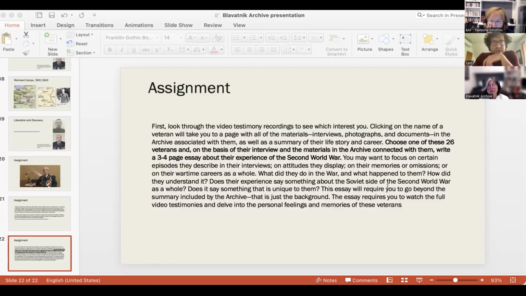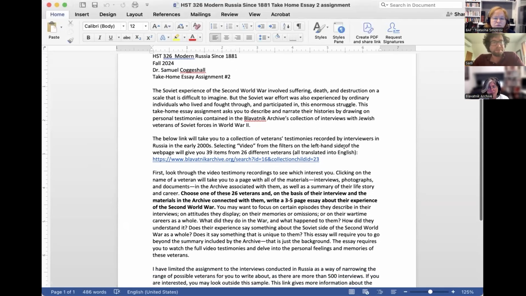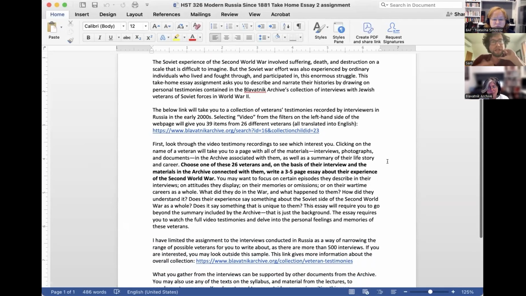So now I'll share, if I can, the full assignment. Yes, so this is the full assignment. It's the same idea, right? They are meant to select a veteran and then write an essay about their experience of the Second World War on the basis of both their testimony and materials that are connected to that veteran within the archive that are held as well.